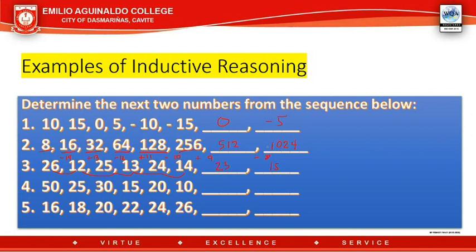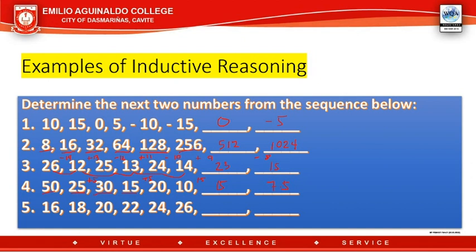Okay, and number 4, we have 50, 25. So we have 30, 15, then 20, 10. And lastly, we have, ano kaya yung values dito? So as you can see, these numbers are just divided by 2, then we are going to add a plus 5 to get the next term. So we have 30 divided by 2 again, it is equal to 15. Then 15 plus 5, it is 20 divided by 2 is 10. So next, maybe it is equal to 10 plus 5, which is equal to 15, divided by 2, it is equal to 7.5. So these are the values for number 4.